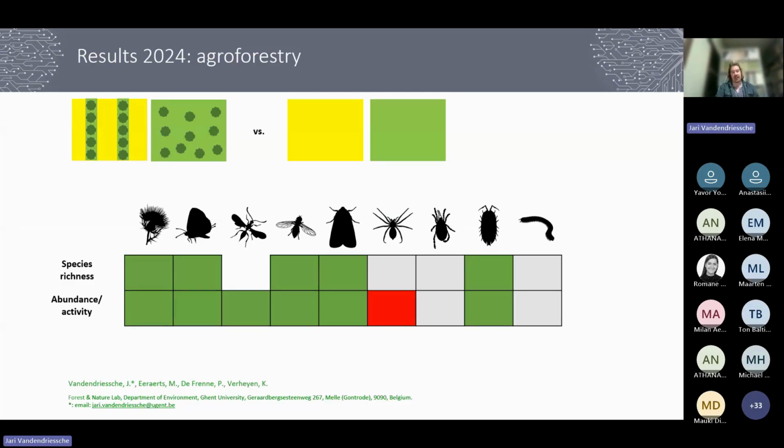For 2024, I can only present the differences between biodiversity on the agroforestry fields and the control fields. Also there we found mostly positive effects. Across a lot of taxonomic groups, only spider abundance was lower in agroforestry fields, but that's actually a drawback of the sampling we applied, because on arable fields, spiders, for example, are much more active and crawl a lot, where they are easily caught.